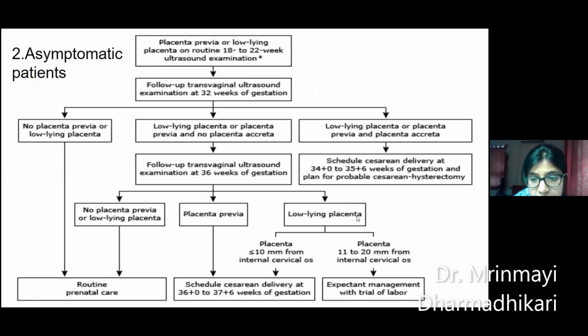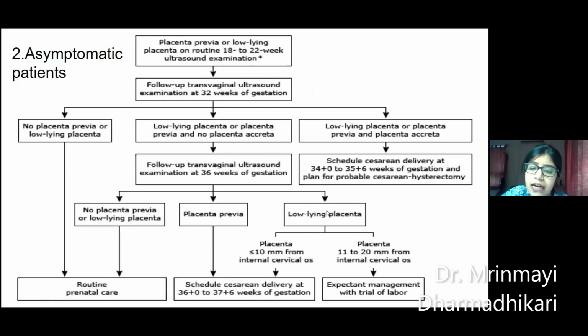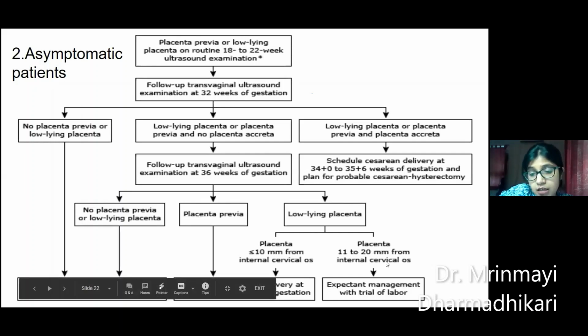Whereas low-lying placenta patients, you have to decide the plan of delivery. In patients with low-lying placenta, you need to measure the distance of the placental edge from the internal os. And this, if you're doing your own scans, well and good. Otherwise, you will have to request the sonologist to give you the distance of the placental edge from the internal os. So now, if this distance is less than 1 centimeter, patient goes straight for an elective cesarean delivery at 36 to 38 weeks of gestation. If this distance is between 1.1 to 2 centimeters from the internal os, you can give this patient a trial of labor.